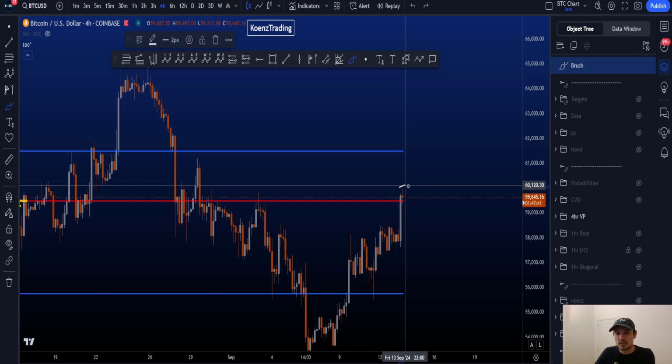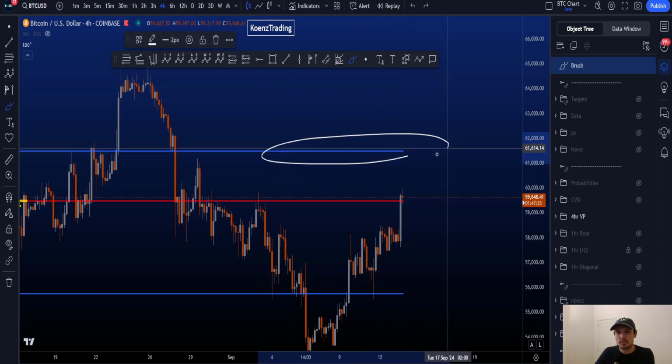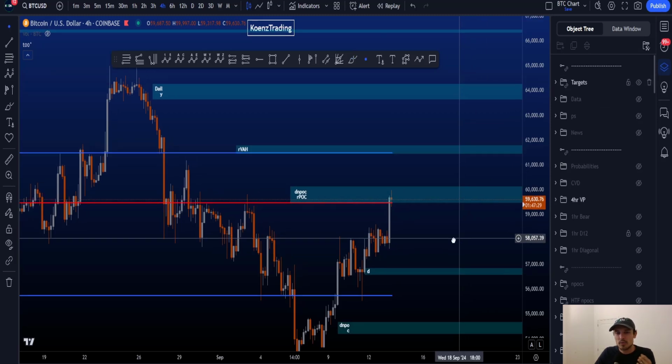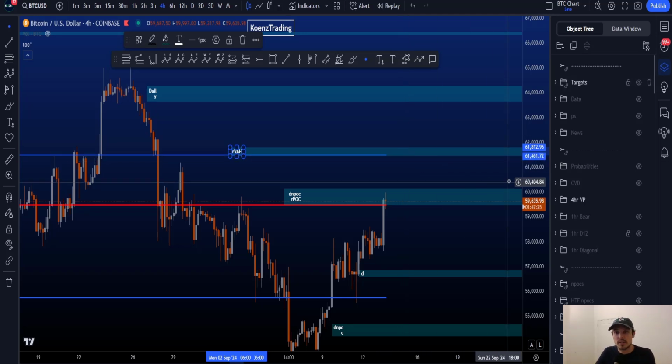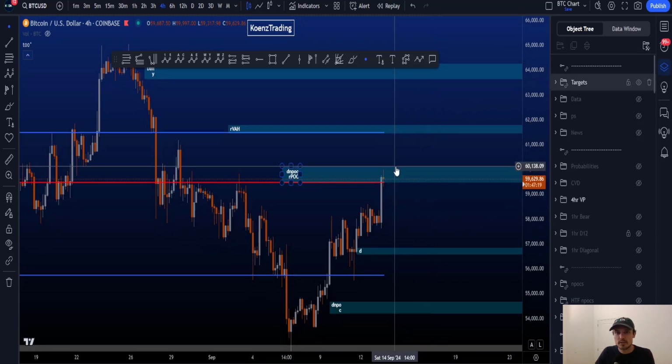It is important for this current 4-hour candle to stay above the point of control, preferably to increase the probabilities to move to the value area high. The value area high is sitting at 61.5k, which is in confluence with the blue box here because we have some more resistance there, 61.4k to 61.9k. Currently, we are in this blue box.